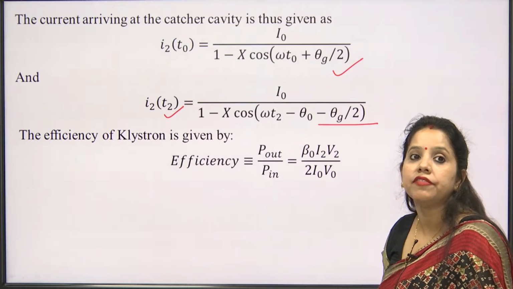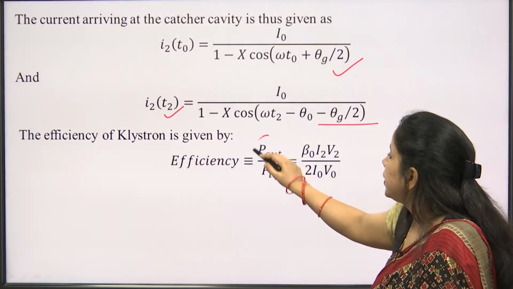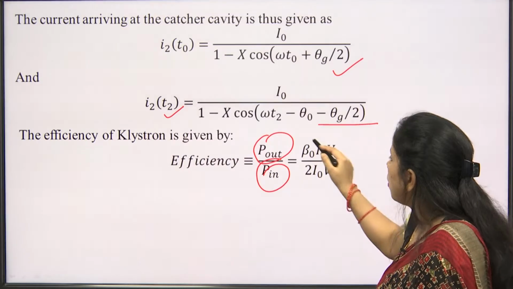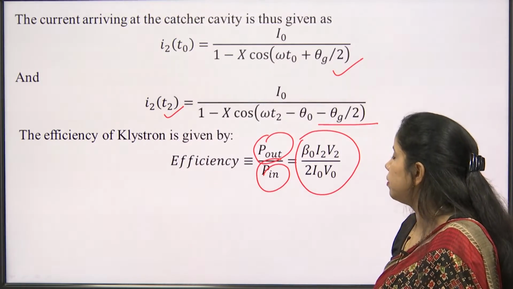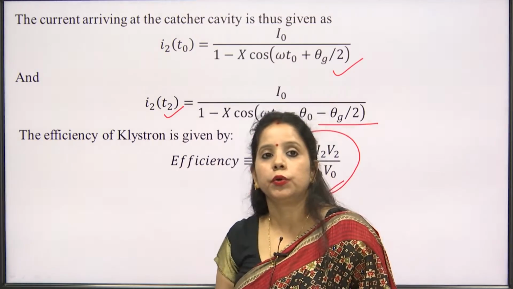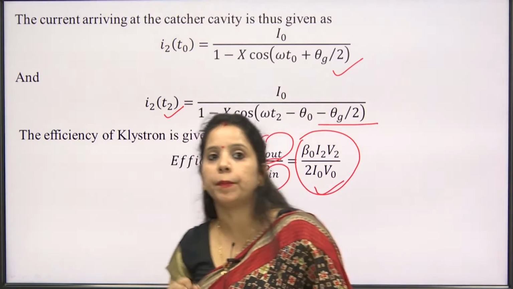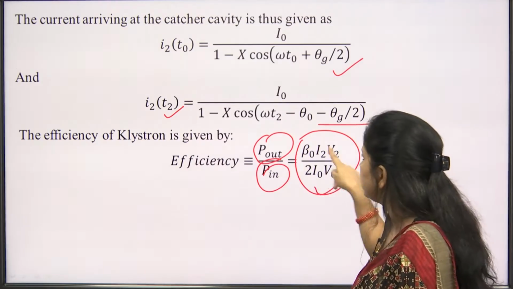And finally, the efficiency of the klystron. The efficiency of the klystron is given by P out upon P in. On substituting the values of P out and P in, we are able to get the efficiency of the two cavity klystron.